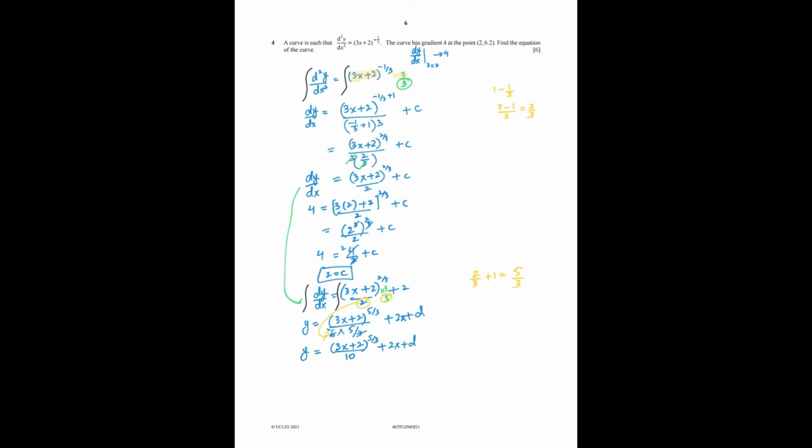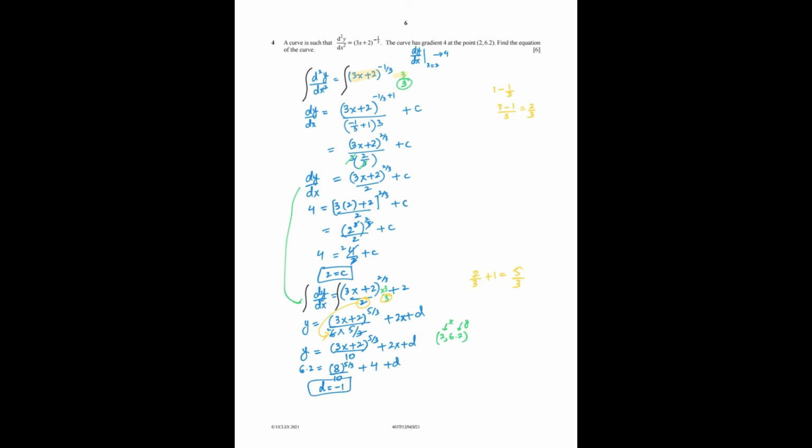Now we need to find out the value of d here. For that we have a coordinate, (2, 6.2). So we have the value of x and we have the value of y. I'm going to place the values here. So y is 6.2 equals 3 times 2 is 6 plus 2 is 8, with the power of 5/3, divided by 10, plus 2 twos are 4, plus d. You can simplify the whole equation with the help of a calculator. The value of d we will get is d equals negative 1.